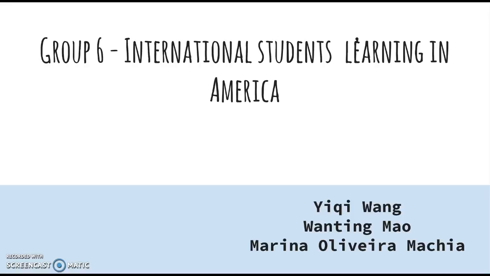Hello, we are Group 6, and today we are going to talk about international students learning in America. There are three parts: the differences in study environment between international students' schools and American students' schools, the difference in learning styles between international students and American students, and because we focus most on China, the third part is another country's example of the differences.